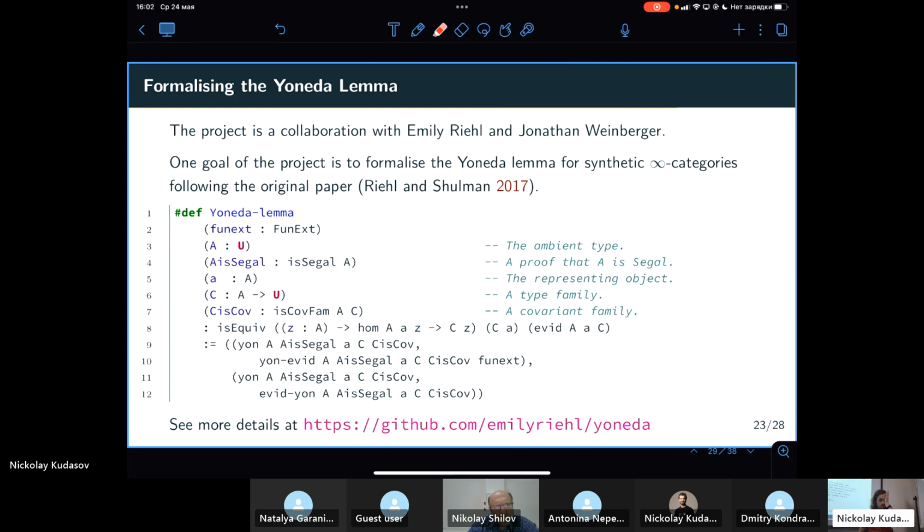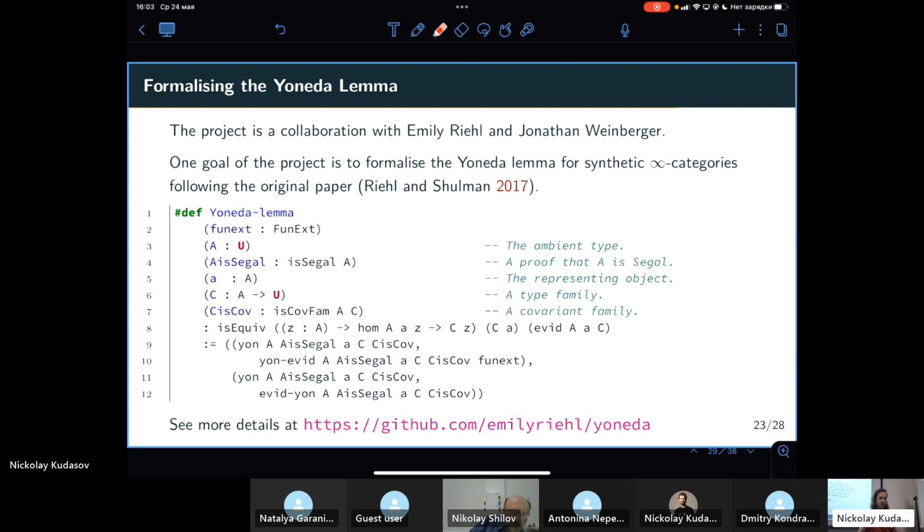covariant type families. There are several versions of this Yoneda lemma, even in infinity category theory. So this is the covariant version, and we started this collaboration in March. Emily and Jonathan contacted me, and I've been very happy to work with them since then. The goal of this project is to formalize the Yoneda lemma for synthetic infinity categories. And it is formalized, and it's proved, and the proof works right now.